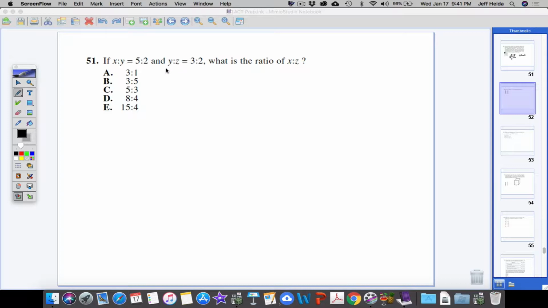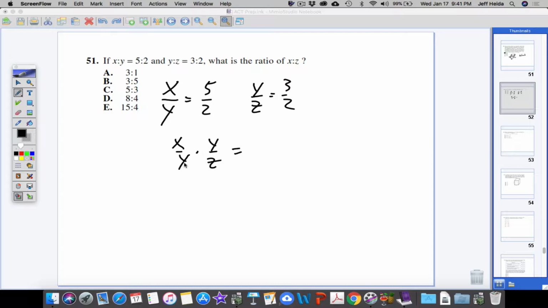X to y is 5 to 2, y to z is 3 to 2. What's the ratio of x to z? Well, I like to write ratios as fractions. So x over y is 5 to 2. Y over z is 3 to 2. So if you take x over y times y over z, the y's cancel and you get x over z.